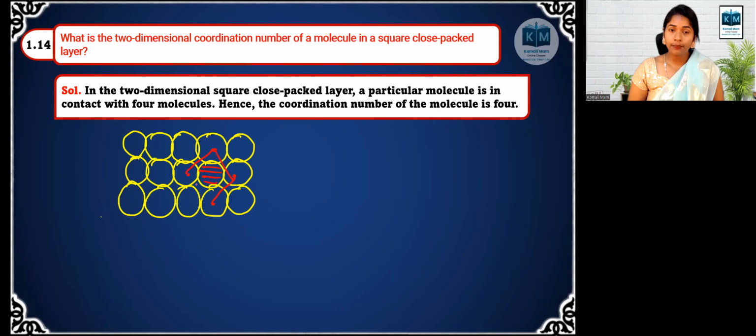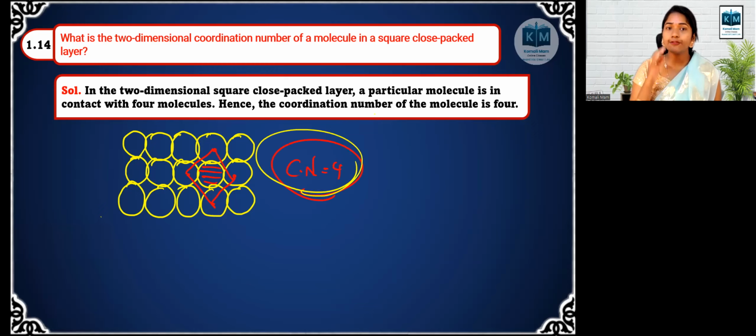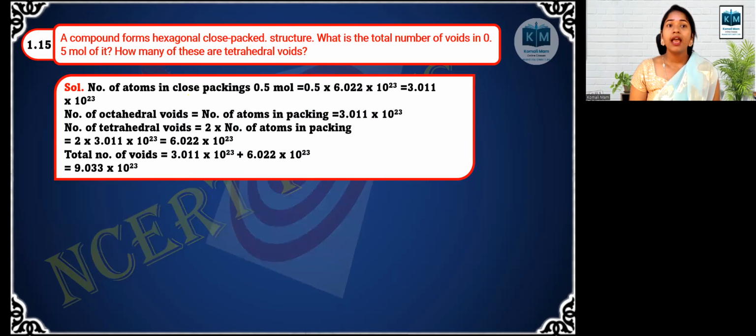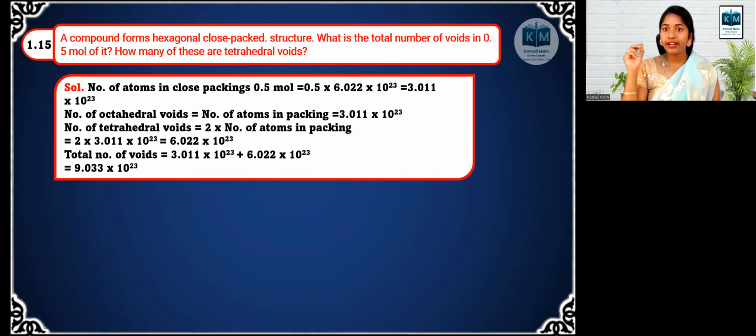Students, if you listen to each and every question like this, your preparation from NCERT becomes very easy. You will be able to solve any question from NCERT. Here this atom is in touch with 4 other atoms, so the coordination number will be 4. So in square close packing, the coordination number is 4.